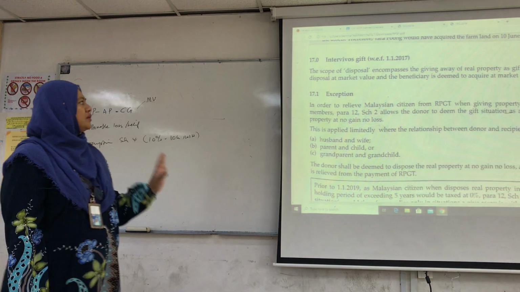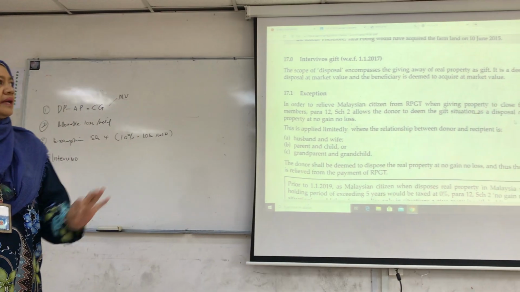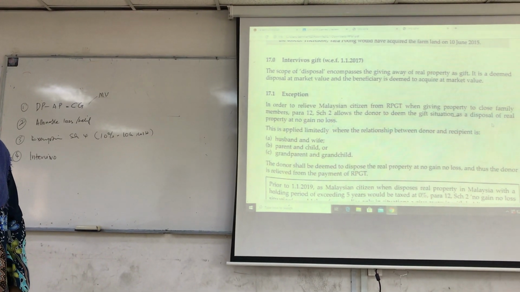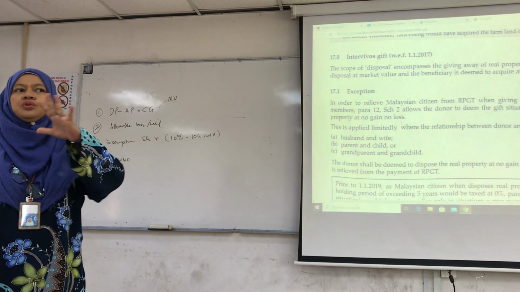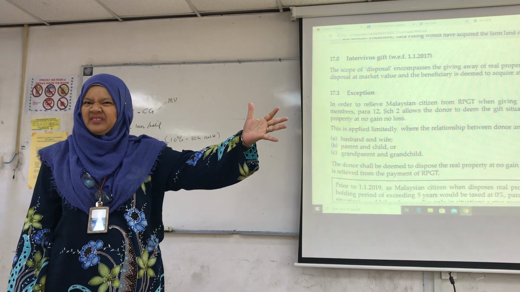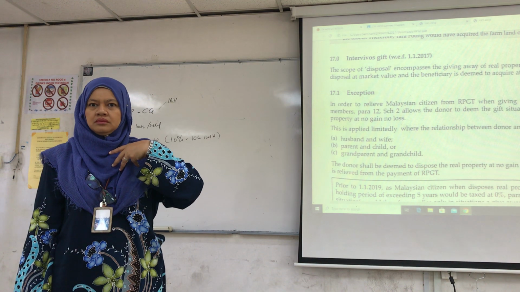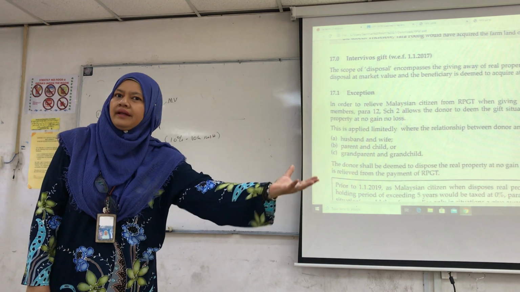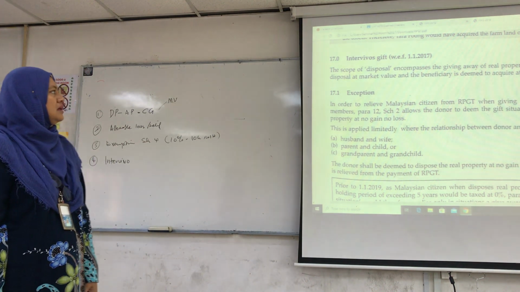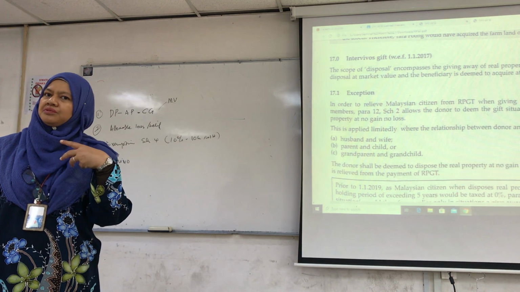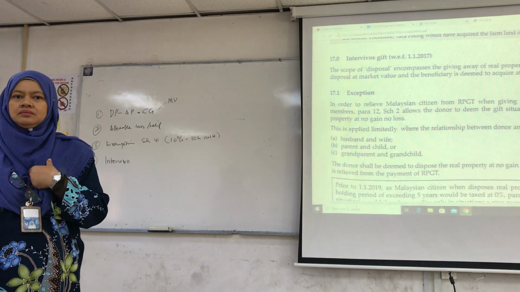What is inter vivos? Inter vivos is giving away of real property as a gift. So what happens is that when you have a real property and you give it away to someone else as a gift, do you have any consideration received? No. Because what is a gift? You just give it like that and there's no consideration received. So it's deemed that if you don't have any consideration received, then the consideration received is deemed to be at market value.